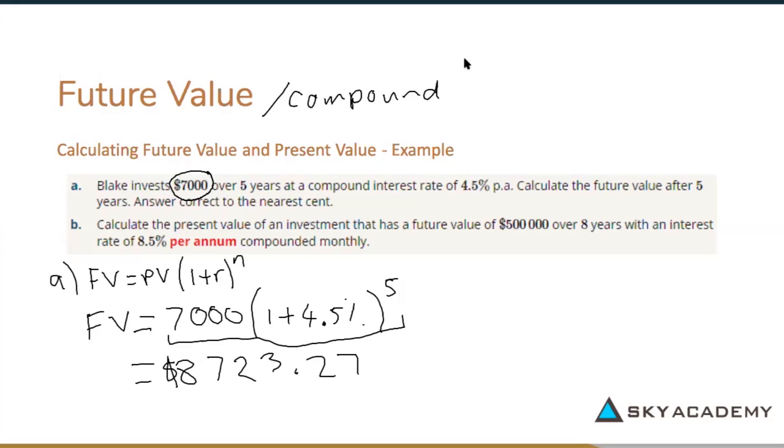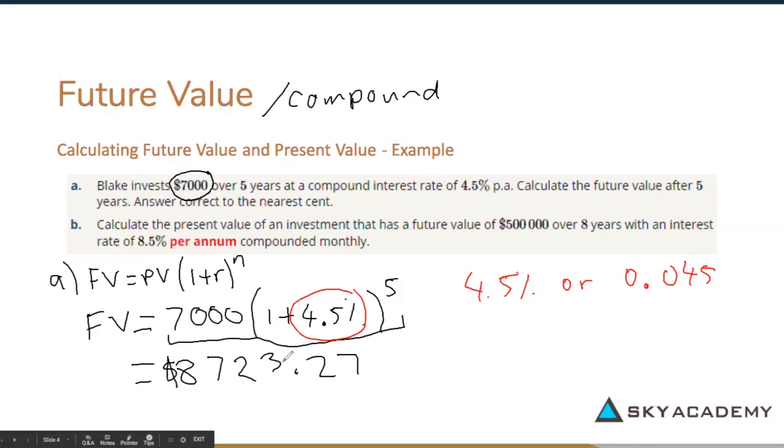Something to keep in mind is that the rate here can be written as 4.5%, or you can do it as a decimal, 0.045, or 4.5 divided by 100. So that would be the future value. Once you invest $7,000 over 5 years at a 4.5% interest rate, your new value will come to a total of 8,723. So the future value, if you're compounding, will always be greater than the present value.